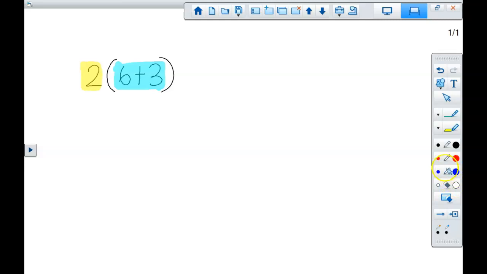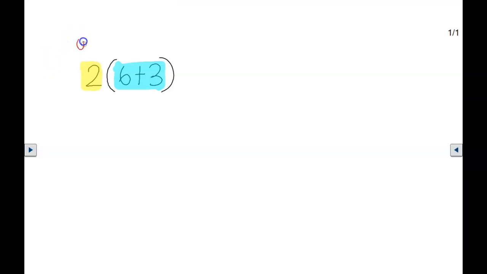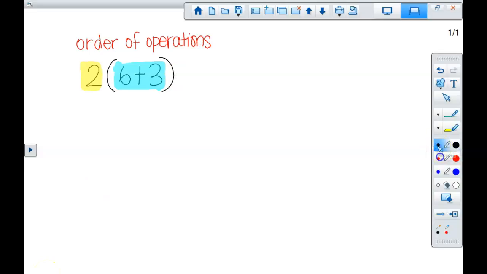So how could I do this? How could I multiply 2 times that entire group 6 plus 3? Well, one of the things that I could do is use something that we have already reviewed. So I could do this problem using the order of operations. Now, the order of operations says that I would do anything that I see inside of grouping symbols first.